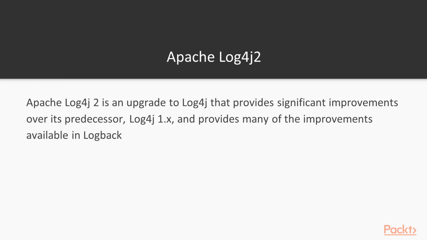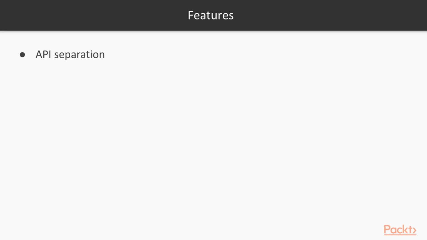This version 2 is an upgrade to Log4j that provides significant improvements over its predecessor, and it provides many of the improvements available in Logback while fixing some inherent problems in Logback's architecture. The API for Log4j is separate from the implementation, making it clear for application developers which classes and methods they can use while ensuring forward compatibility.